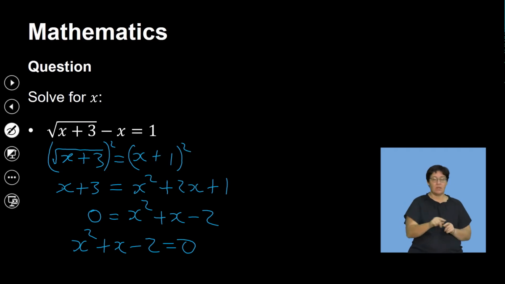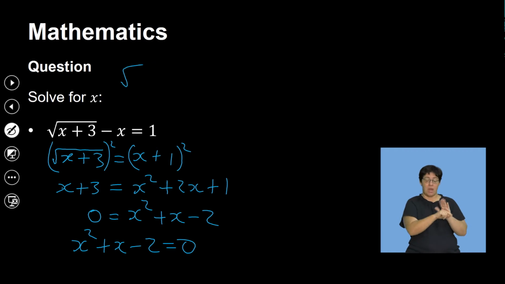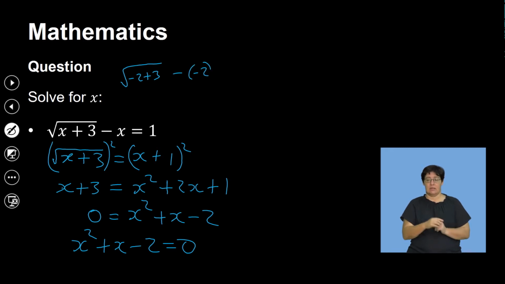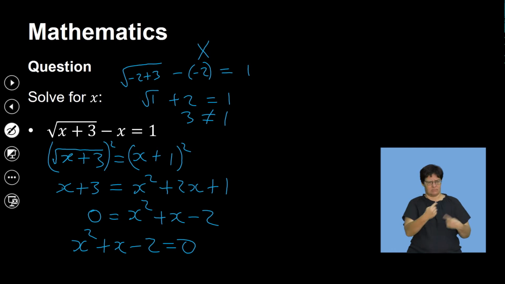Let's go back to the question. If I substitute minus 2 here, it's going to be square root of minus 2 plus 3 minus 2, right? And this must be equal to 1. If it is not equal to 1, then minus 2 is not one of the answers. So this will be square root of 1 plus 2 equal to 1. So already you can see it's 3, which is definitely not equal to 1. So minus 2, we don't deal with it.